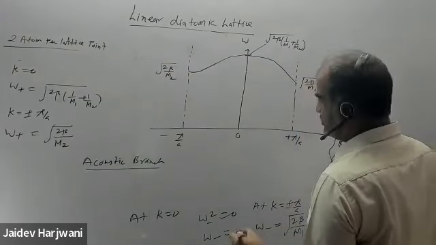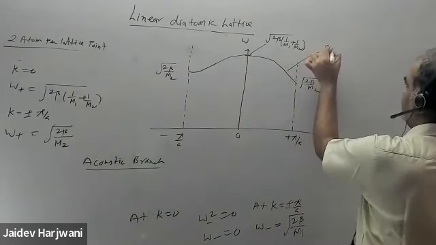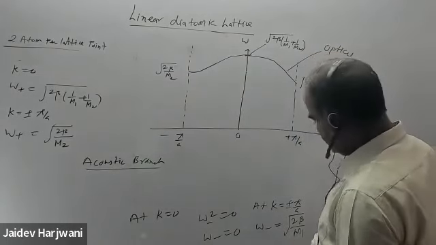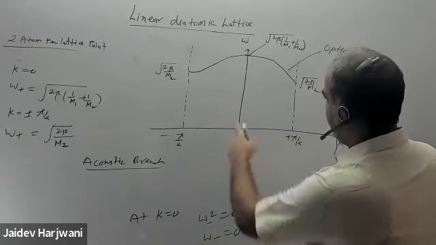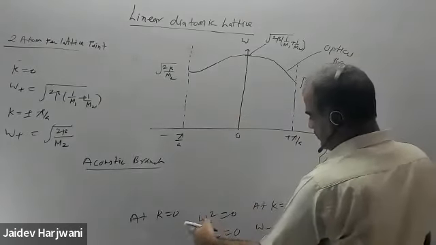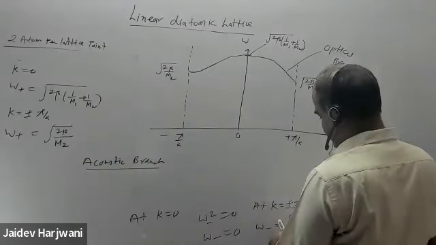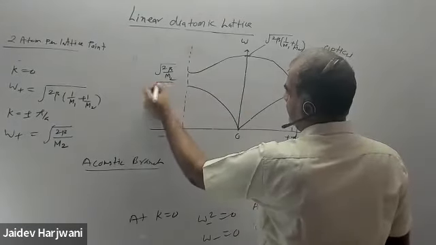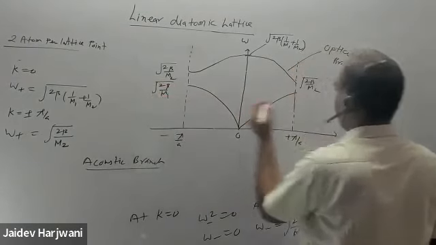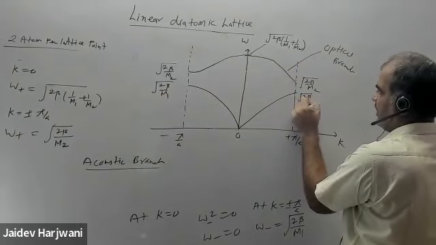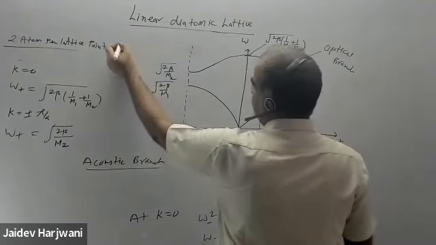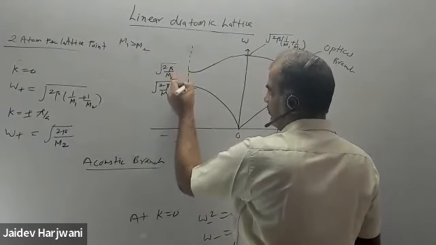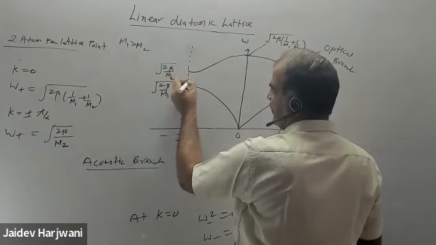So this is your optical branch. Similarly, if you see your acoustic branch, at k equal to 0 the value is 0, and there the value is 2 beta upon m1. So we know m1 is greater than m2, so obviously this point will be below this point, because 2 beta by m1 is smaller, so this point will be low.